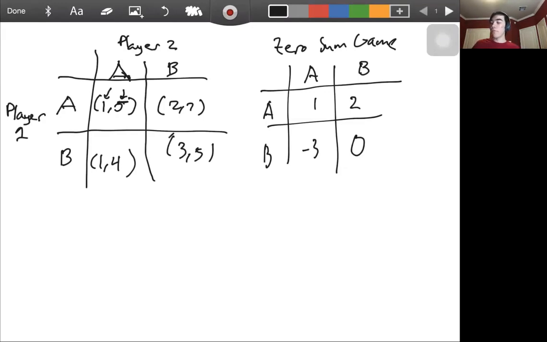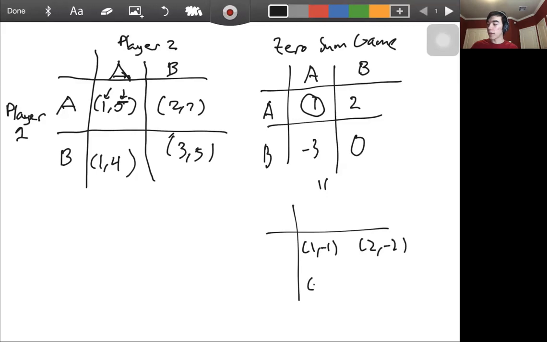Essentially, if both players choose A, player 1 gets 1 point, and that's equivalent to also giving player 2 -1 points. It's a zero-sum game, which means if one person benefits, the other person gets hurt. So this game is actually equivalent to directly putting 1, -1; 2, -2; -3, 3; 0, 0. So anytime you have a zero-sum game, you can always just turn it into a non-zero-sum game.